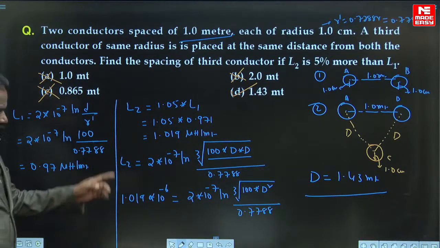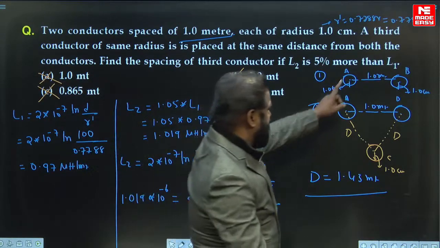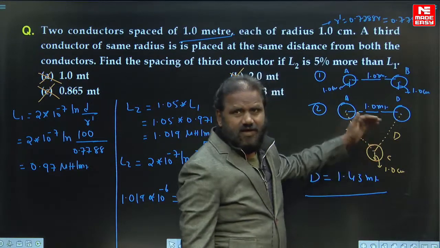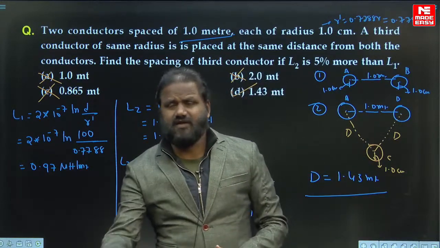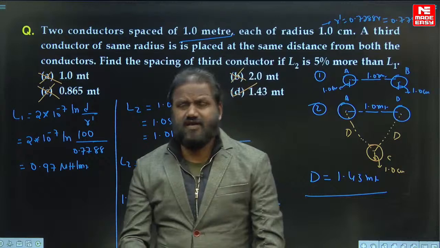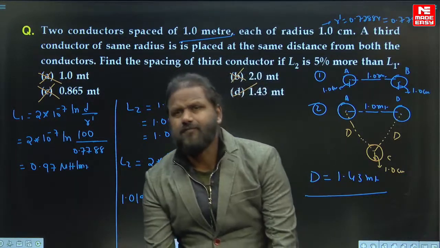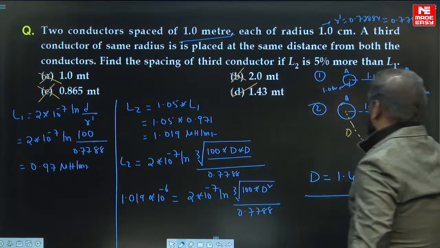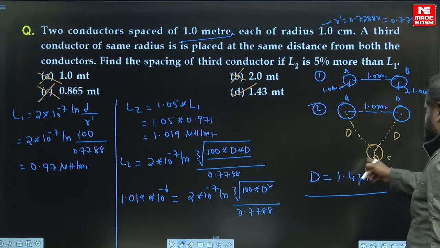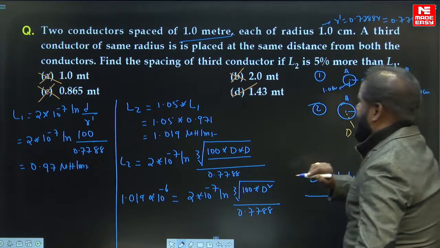Okay. So once again I am telling you one thing, this is the standard case. Now with the introduction of the third conductor, inductance is increased. Inductance is increased, and that is possible by distance. Okay. So by changing the distance, you could increase the distance, and the inductance can increase.